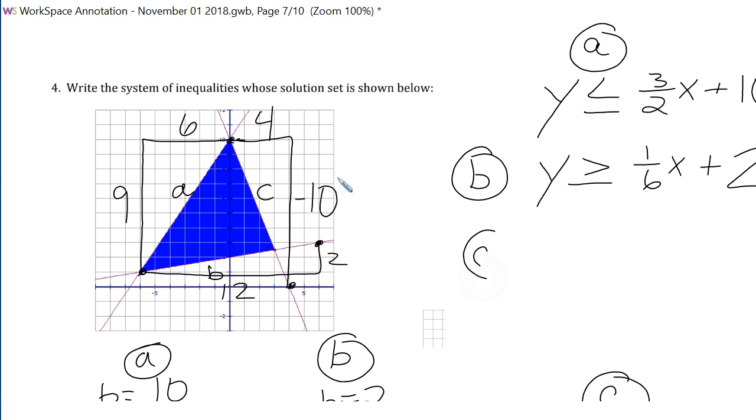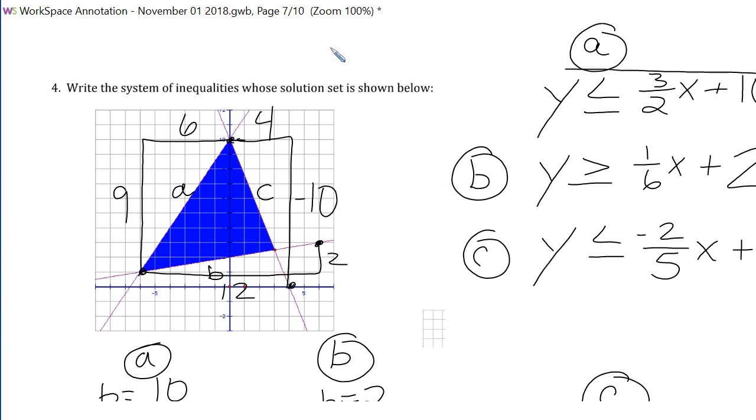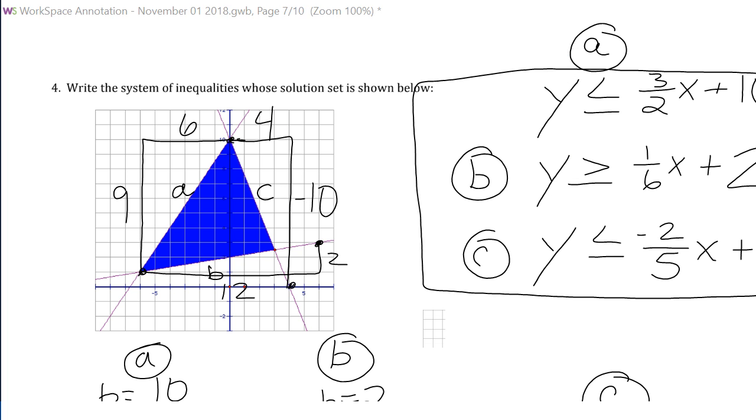So the final equation in this system of inequalities is y is, now look, that's below line C, so less than or equal to negative 2/5 x plus 10. So here, that is our system of inequalities that creates that shape.